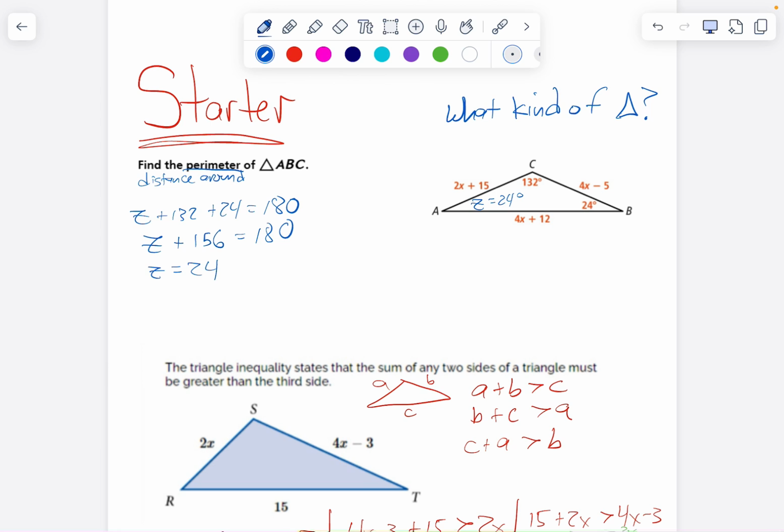Yeah, that's okay. All right, so we find Z is 24, or angle A is 24. And what does that tell us in terms of kind of triangle? It's isosceles, yeah. So put the markings on there. It just helps with the little visual. And that tells us what's true. What can I do to solve?